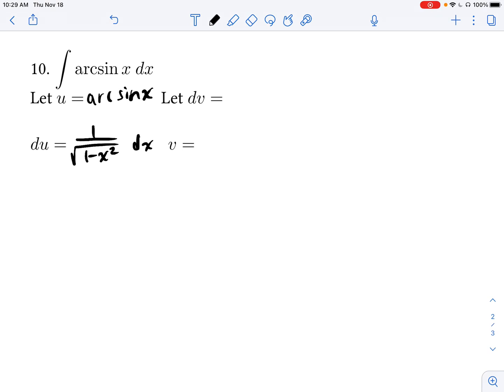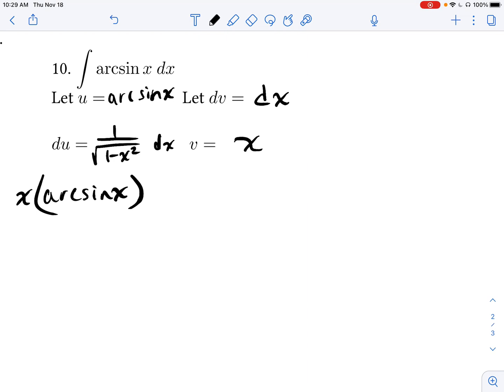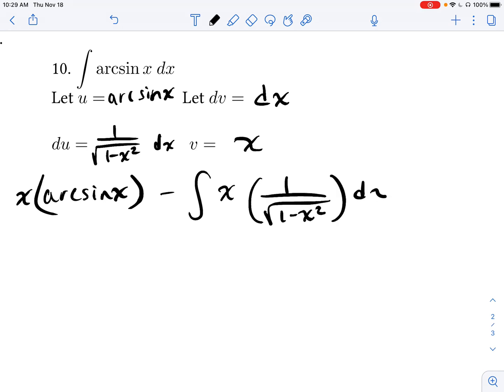So we can say u is the arc sine of x, du is 1 over root 1 minus x squared, dv is equal to dx, and v is equal to x. So applying the ultraviolet voodoo, we get u times v, which is x, and I'm just going to put that x in front, minus the integral of v du, and this we can clean up a little bit here.